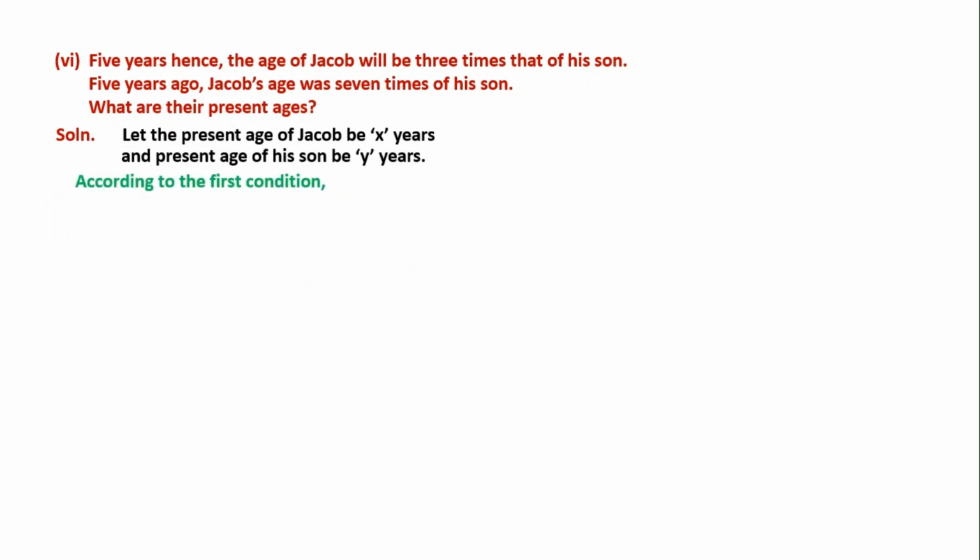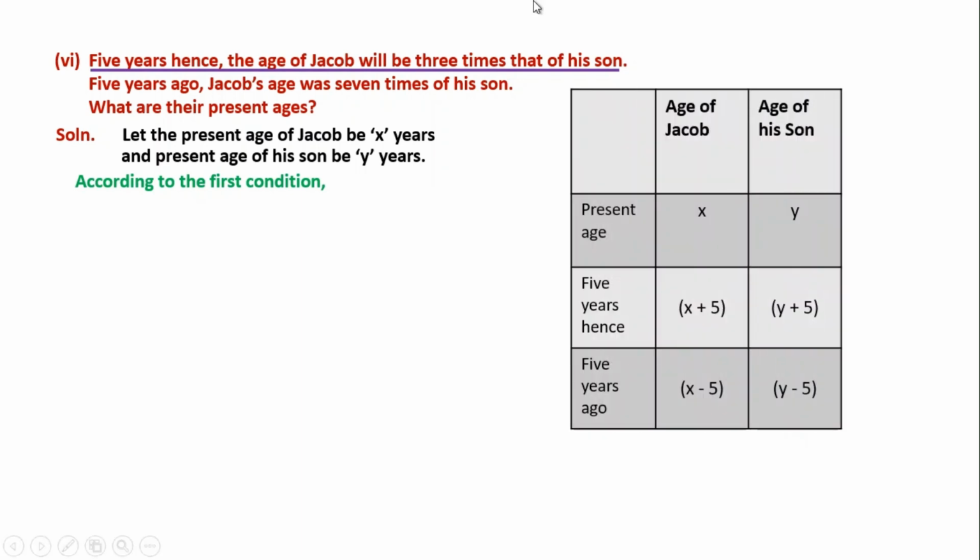So according to the first condition, 5 years hence, Jacob will be 3 times that of his son. Here the present age of Jacob is x and the present age of his son is y. 5 years hence means after 5 years, so x plus 5 and y plus 5. 5 years ago means x minus 5 years, and here y minus 5 years.